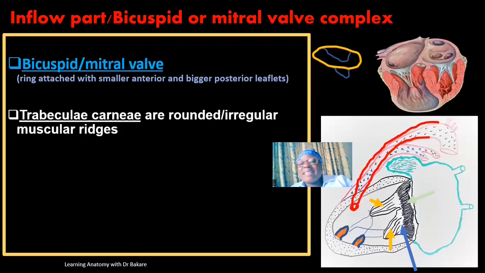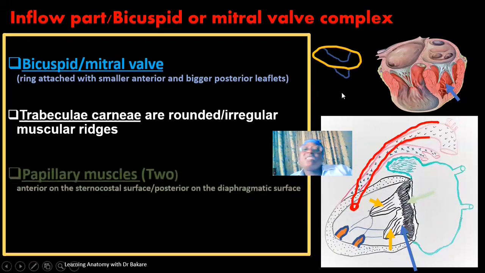The second structure that forms the bicuspid or mitral valve complex seen in the inflow region is the trabeculae carneae. The trabeculae carneae are round or irregular muscular ridges that are seen at the interior chamber of the ventricles. And using this image up here, this is the trabeculae carneae. You can see the ridges created within the interior wall of the left ventricle.